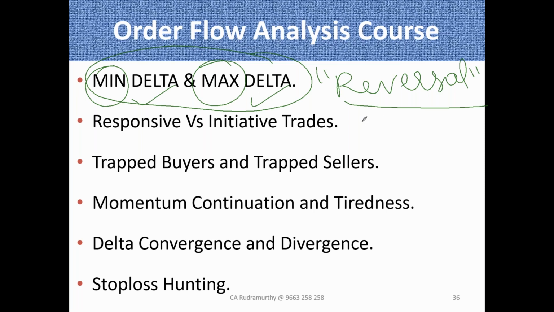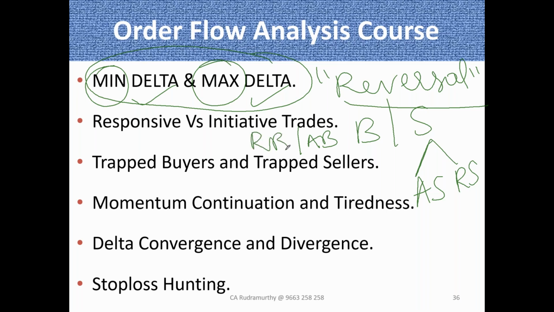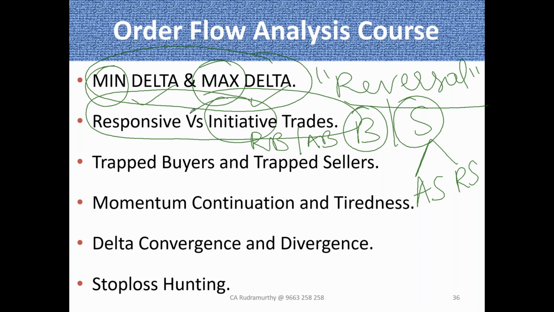Now also understand, we only learned buyers and sellers right now, but among sellers you have two types, aggressive sellers and responsive sellers. Similarly, among buyers we have two types, aggressive buyers and responsive buyers. Now, to understand inside buyer and inside seller, whether that's responsive or initiative. Initiative is aggressive. This is what you learn in my advanced program.